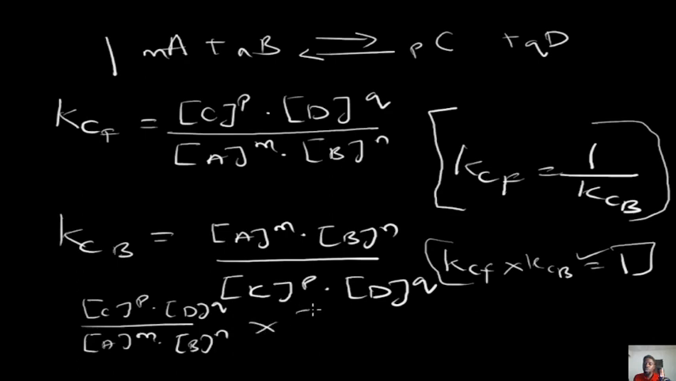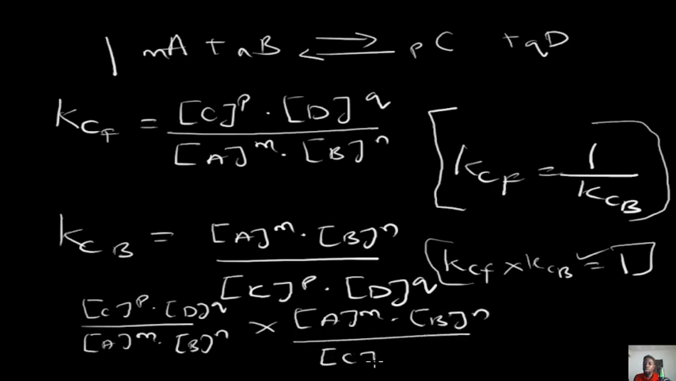If you multiply it with the other one, the backward reaction, which is A raised to power M times B raised to power N divided by C raised to power P times D raised to power Q. Now notice something. This D cancels D here, 1. B cancels B down, 1. C cancels C up, 1. So this is going to be 1 times 1 times 1 times 1, which equals 1.